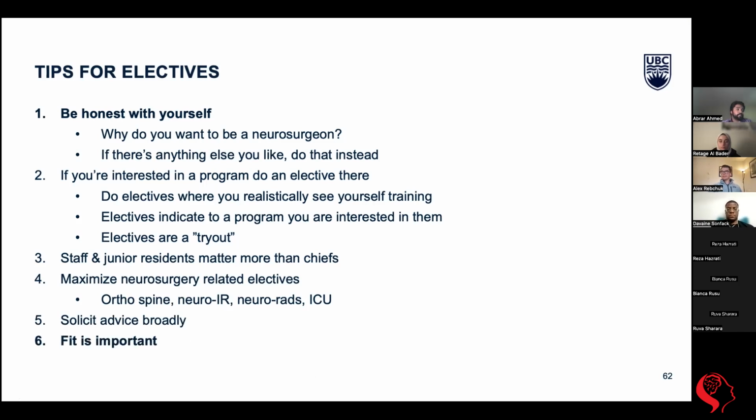I guess the last one here: fit's important. I think a lot of people rank programs based on perceived prestige or what they're told about the program, but you're going to spend a lot of time at a given school, six to ten years, depending on where you train. When you're ranking, the best thing to do is be honest with yourself and see how you fit within that program. So don't just rank on prestige, but truly see how you fit in that program. And I think the people who do well are those that match to a program they fit in well at.